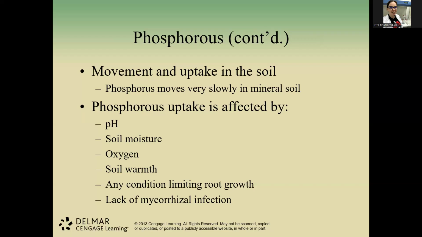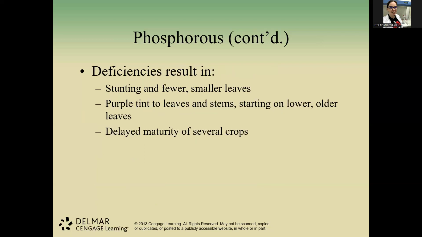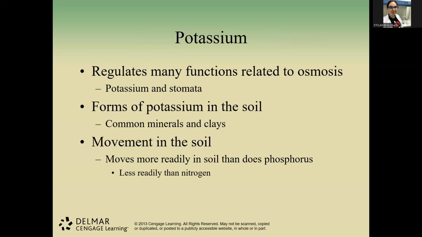So the mycorrhizae are mostly the mushrooms or the Basidiomycota, and there are different types, and some of them are going to be host specific. All right, so with phosphorus, if we have a deficiency, we're going to see stunting, fewer, smaller leaves, a purple tint to leaves and stems, especially on the lower, older leaves, and then delayed maturity. Phosphorus is important for reproduction and cell division, don't forget.